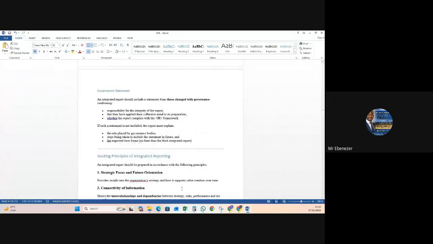Then we have the governance statement as well. Those charged with governance are to confirm their responsibility for the integrity of that report. Any report produced by an organization, the integrity of that report has to be confirmed by those in governance, the board of directors. They confirm that they have applied their collective mind to the preparation, and whether the report complies with the integrated reporting framework. If such a statement is not included, the report must explain.